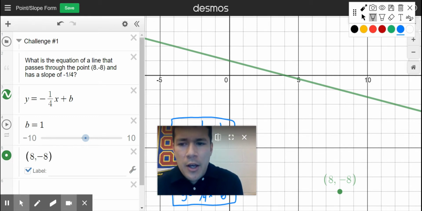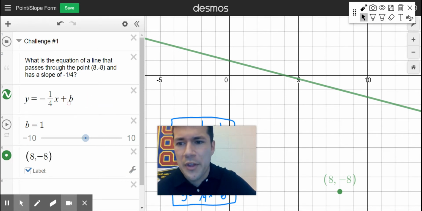And you have to determine the full equation. So really the only thing you're missing is the y-intercept. So what I did is I've got this graphed: y = -1/4 x + b.